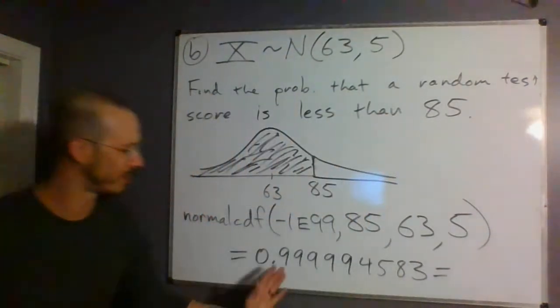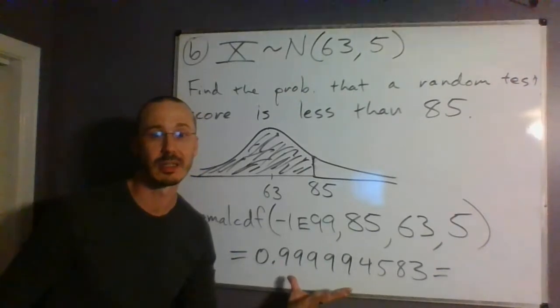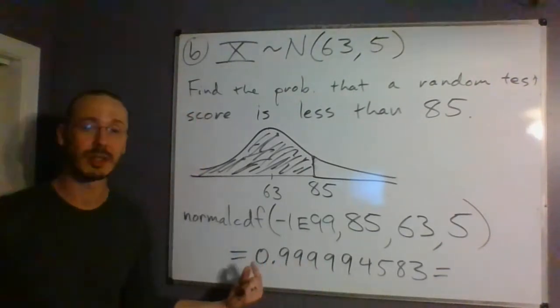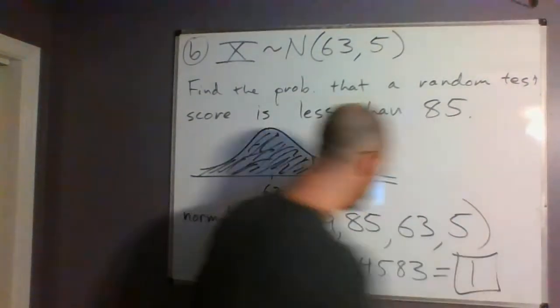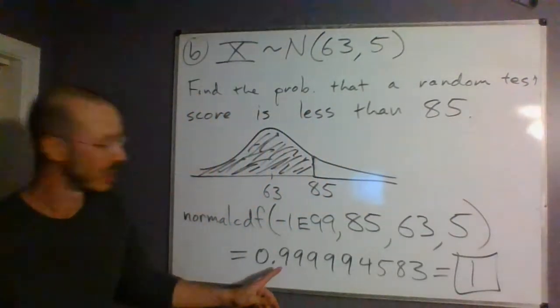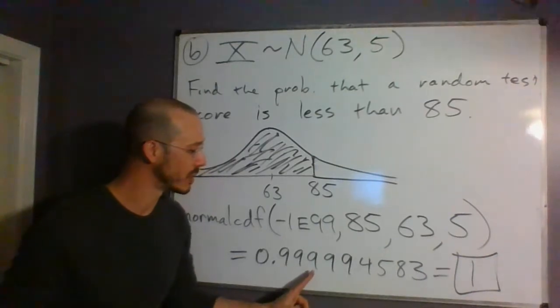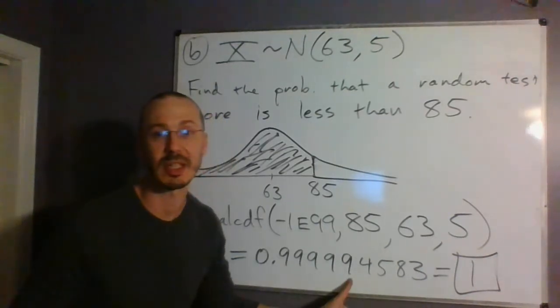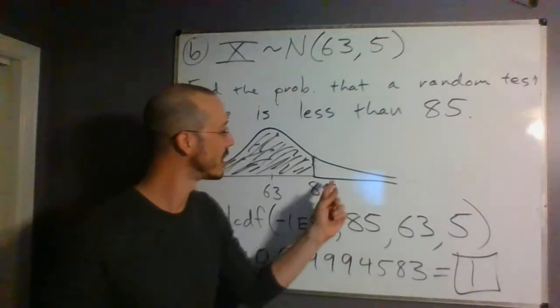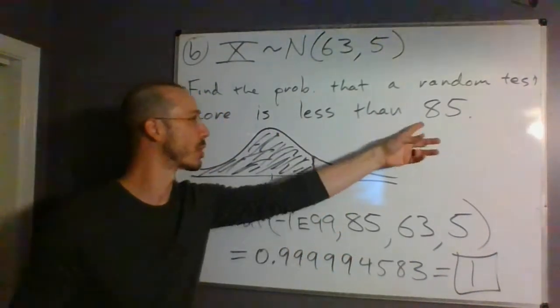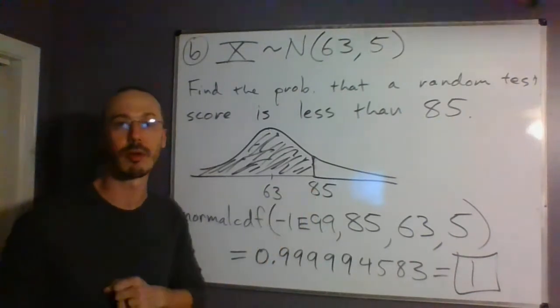That's too many digits to write. Don't write out like 5 digits. You get the idea. This is so close to 1 that we might as well call it 1. It's not 99%. It's 99.999% and then some. It's really close to 1, so I think it's definitely any random score is pretty much going to be below 85.